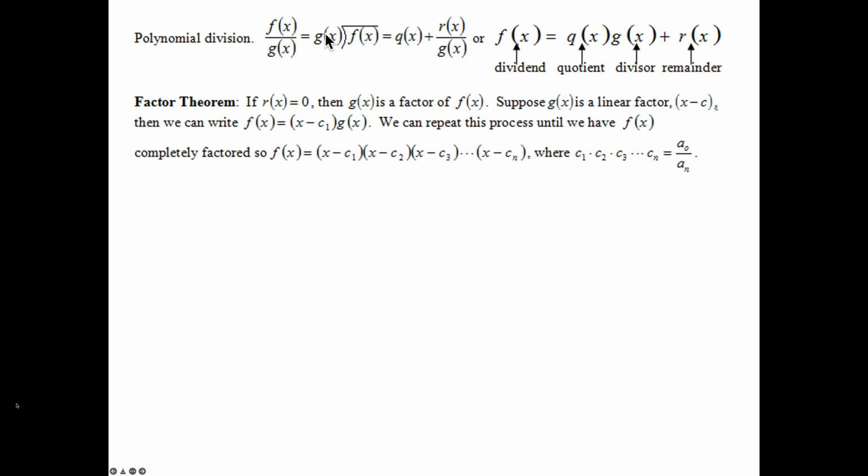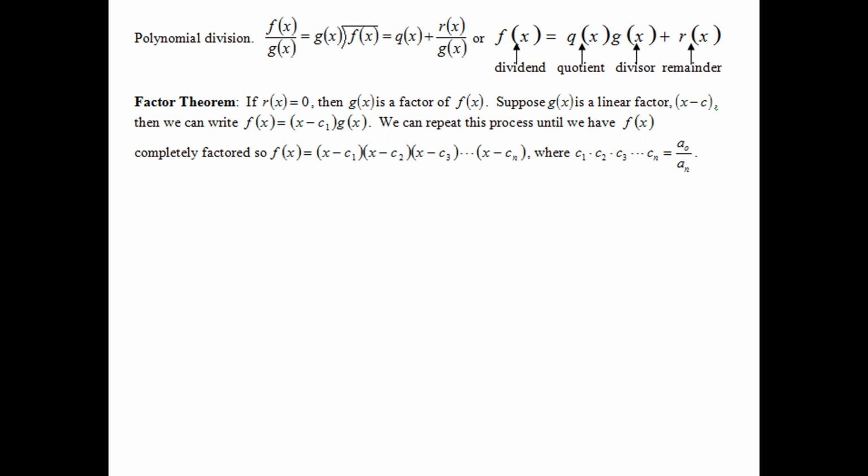Because they say you want to divide by g of x. Okay, well, what you really want to divide by is a binomial factor. And you divide the binomial into f of x, and then your quotient of x is multiplied by that binomial factor. So they should really have written this as q of x times x minus c. And we're going to repeat this process, then take whatever your quotient was left over, and we're going to divide out another binomial factor until we have this thing completely factored.